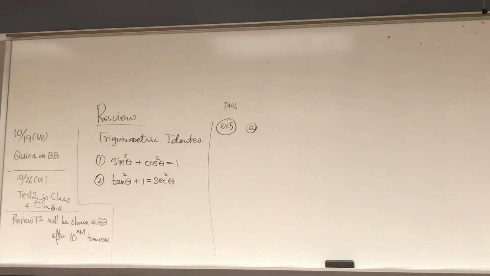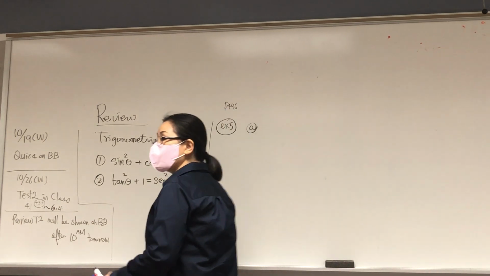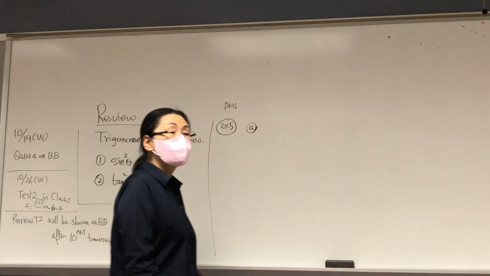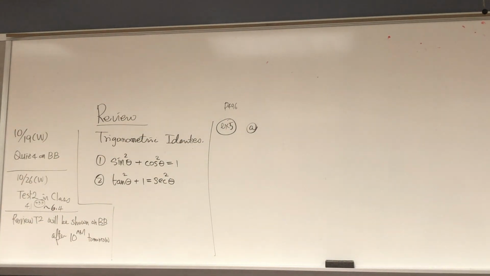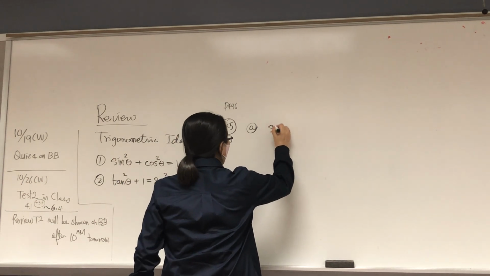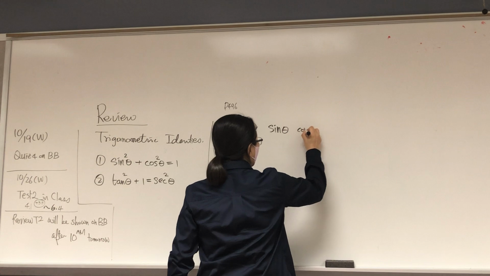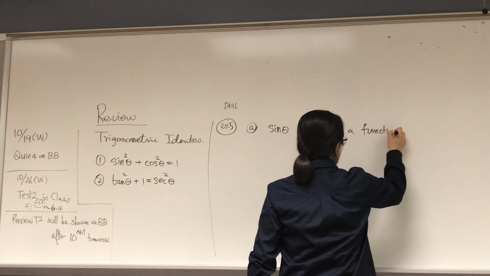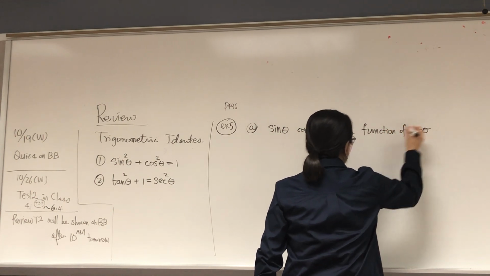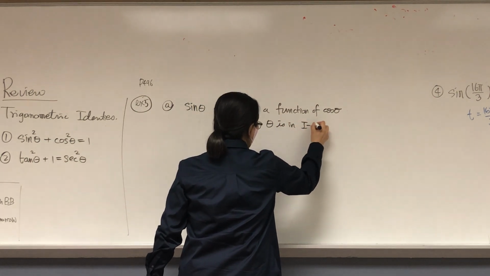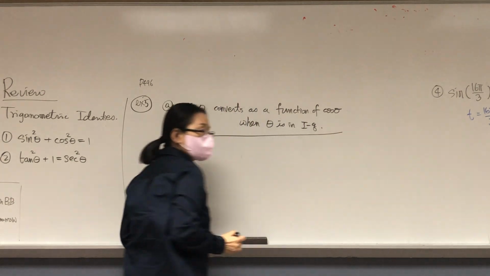So the starting point is what? How do you rewrite sine in terms of cosine? What do you need to do? They don't give any assignment. Here, let me ask my question. Convert sine theta as a function of cosine theta when theta is in the first quadrant. What do you want to do?